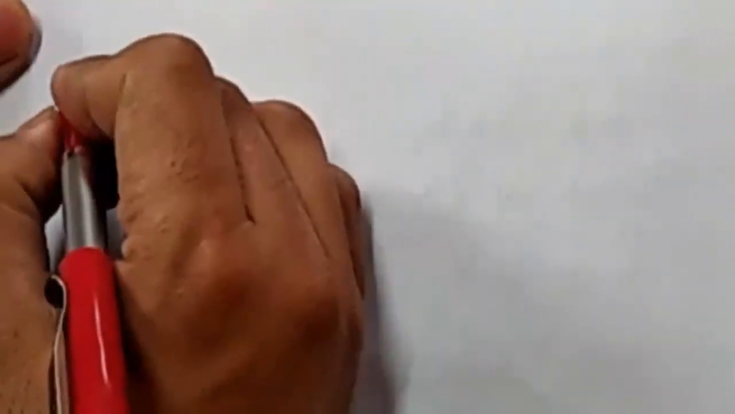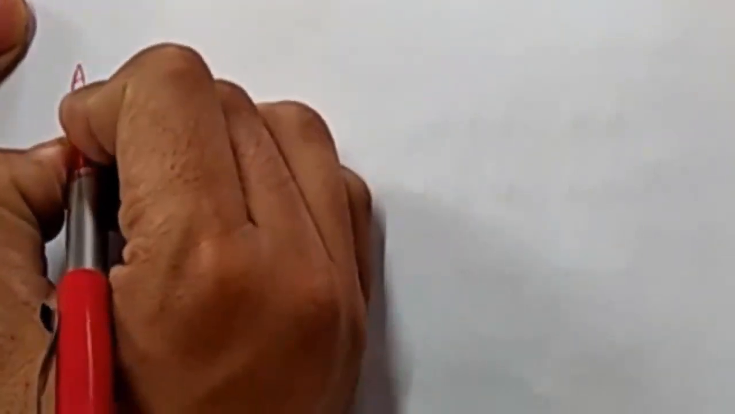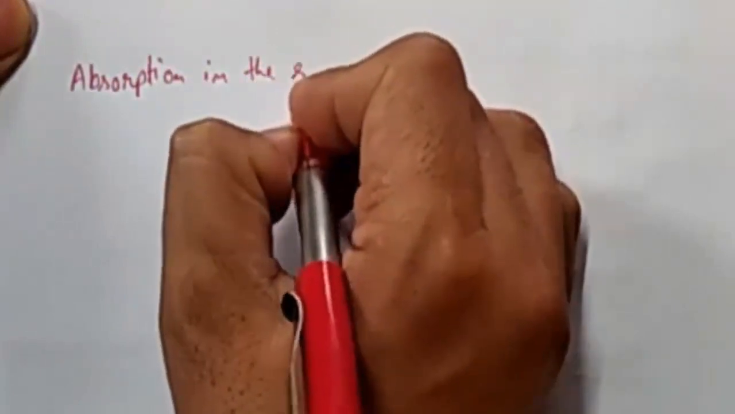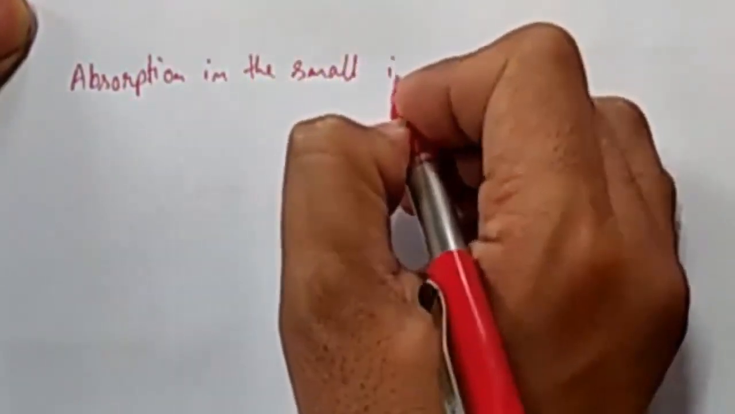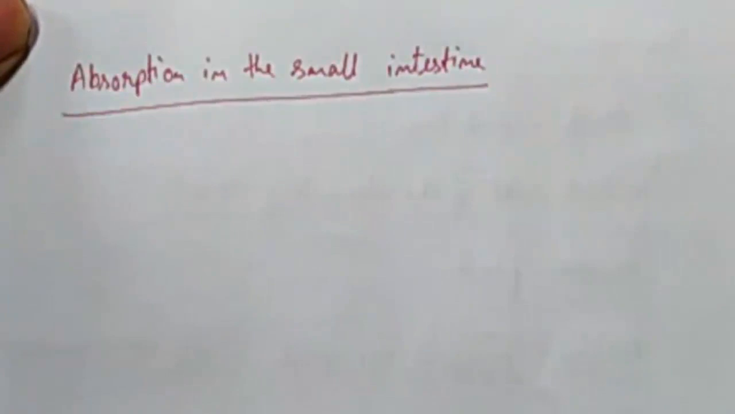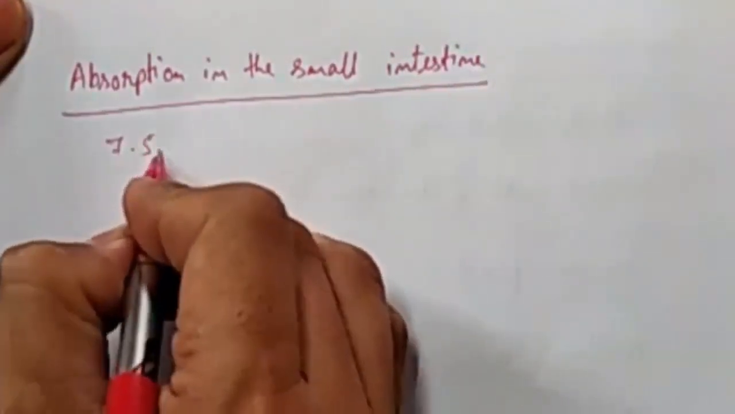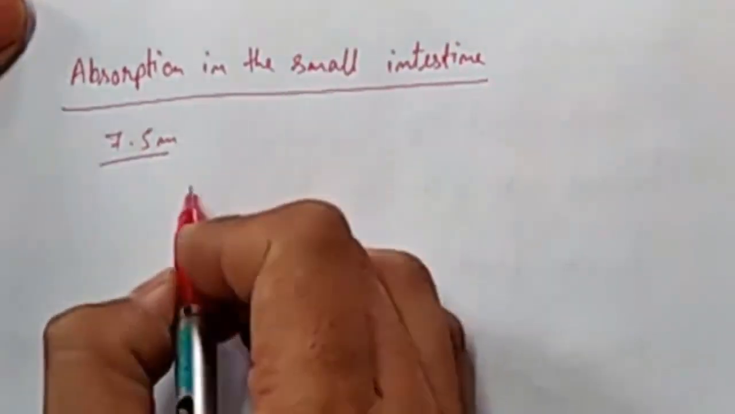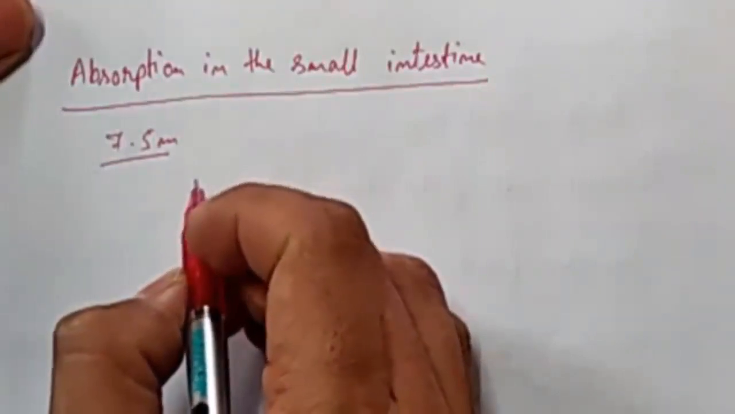Let's see the next topic, absorption in the small intestine. Okay, we know that the length of the small intestine is 7.5 meter. It's very long, and on the walls of the intestine there are finger-like projections called villi.